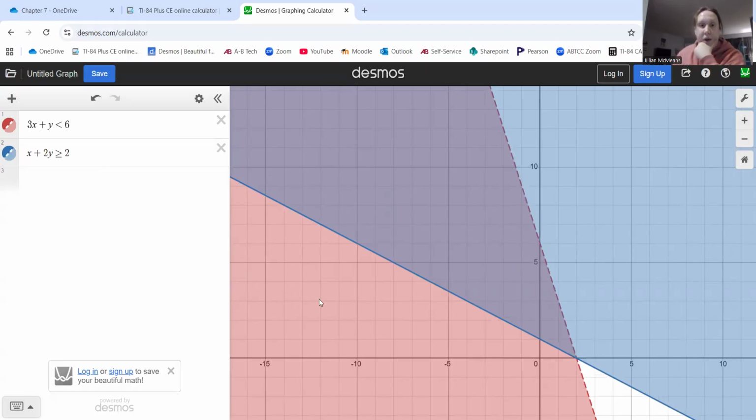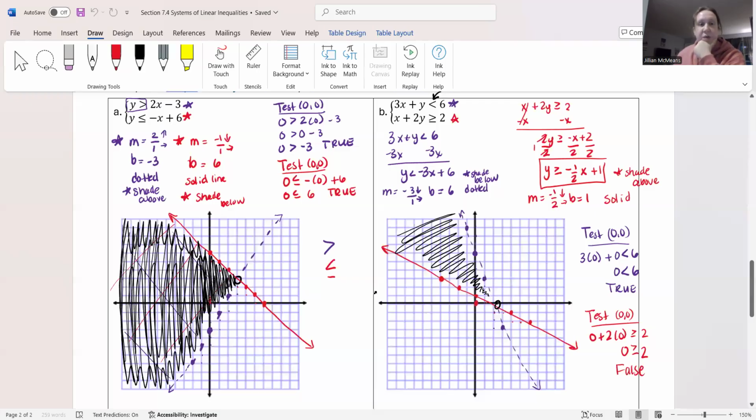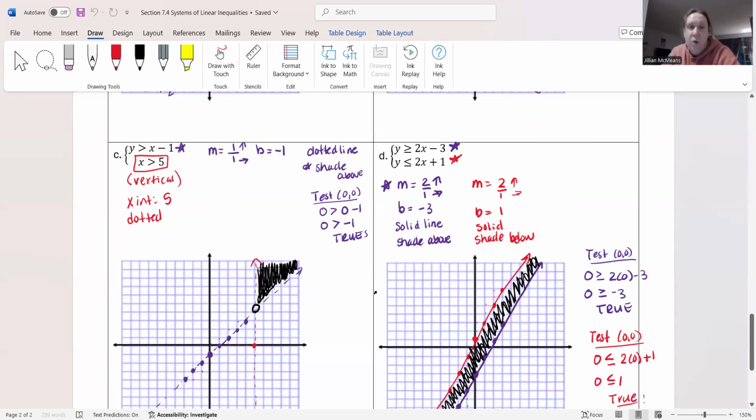Okay. Two more really quickly. So you can see that verifies our answer right here. For part C, we had just a regular line, y is greater than x minus 1. We used a dotted line to connect those points. We had a positive slope, we shaded above. Then we had a vertical line that goes through 5 on the x-axis, and we shaded to the right of that. So let's see what we get in Desmos.